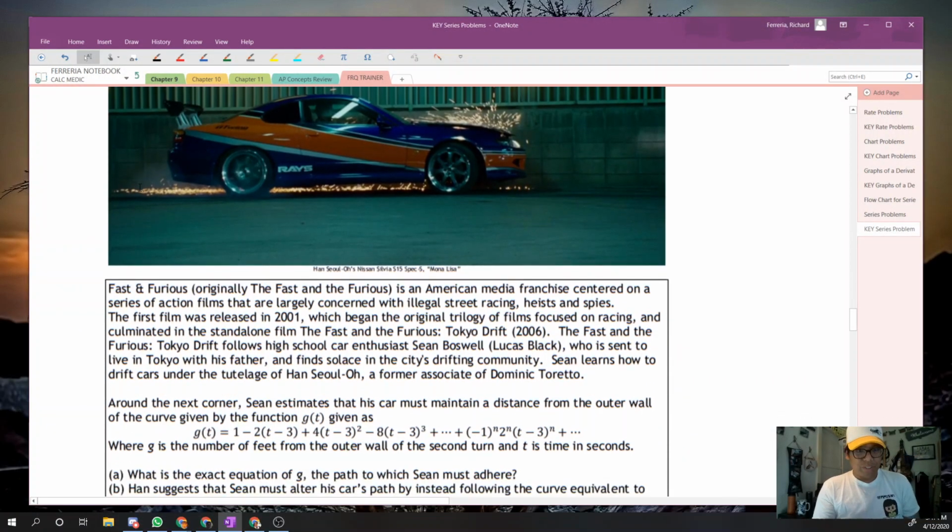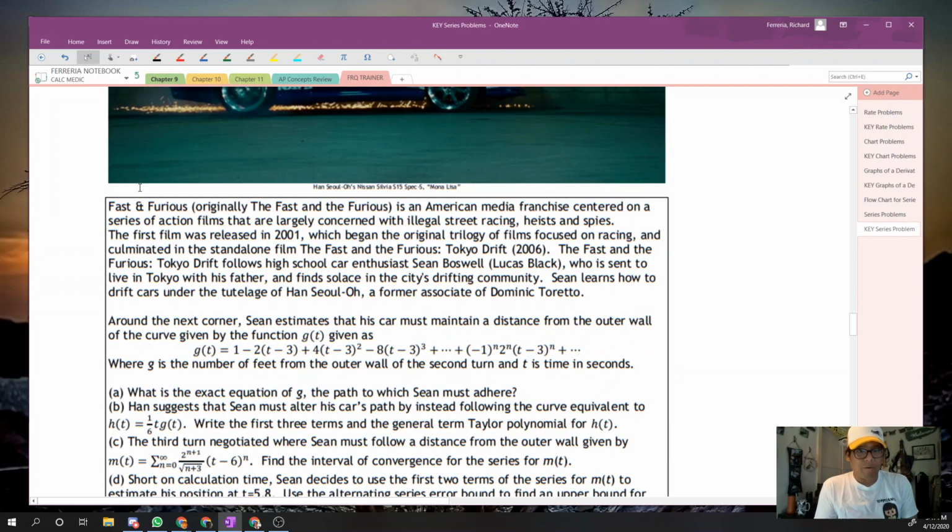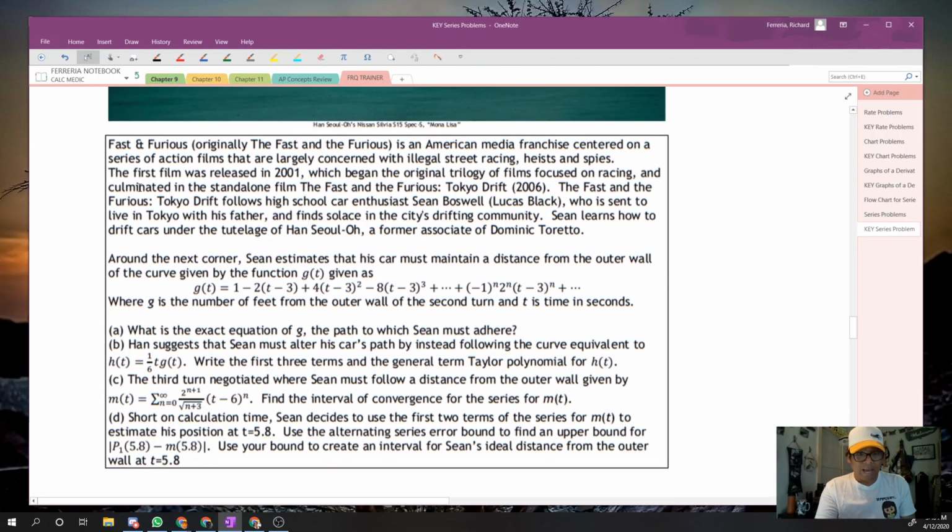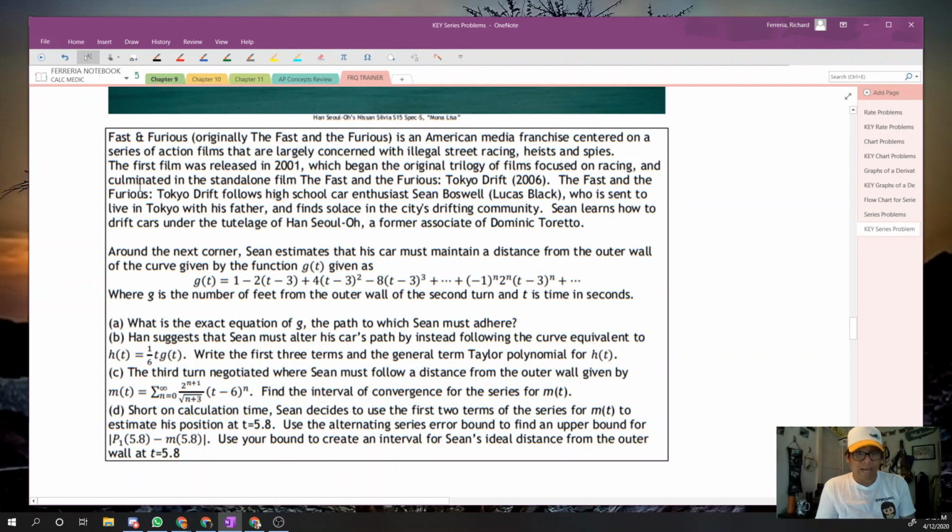More Fast and Furious, but the important part here is that around the next corner we're going to estimate that the distance from the outer wall is this function g(t), where g is the number of feet from the outer wall, just like yesterday. What is the exact equation of g? And Hans suggests that Sean must alter his path given by h, which is 1/6 t g(t). So write the first three terms and the general term for h.